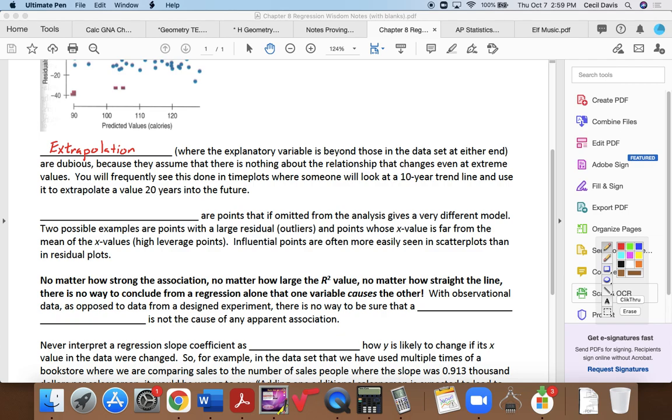That's brilliant. All right. So sometimes we have points where, if we were to omit them, they would change our model by quite a bit, either because they're outliers or because they're high leverage points. We call these influential points.